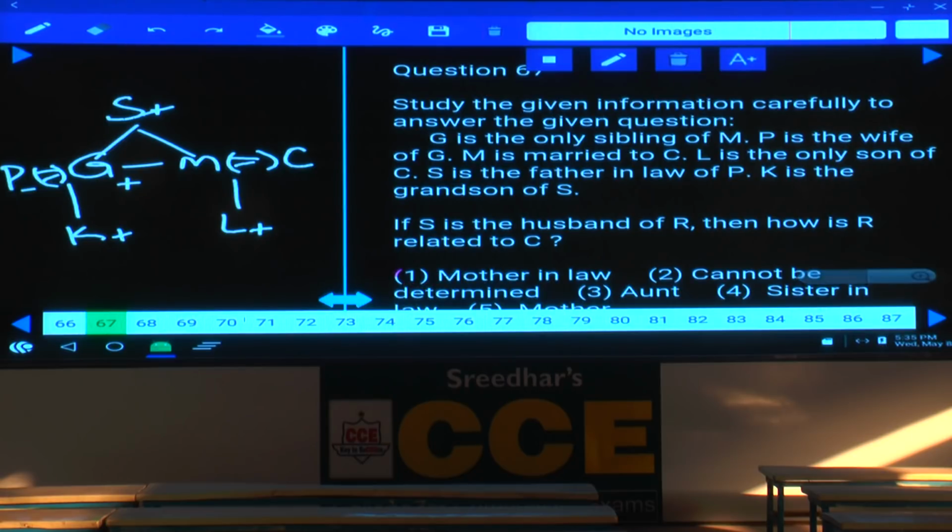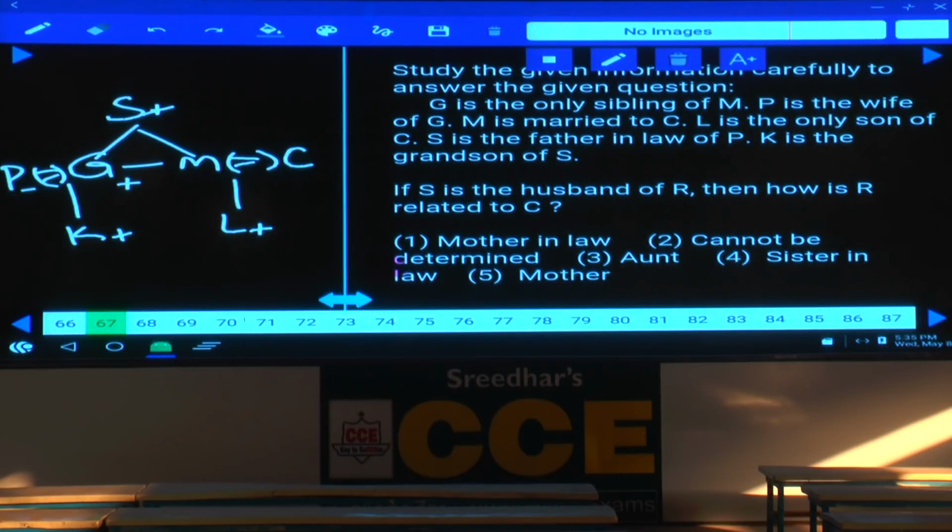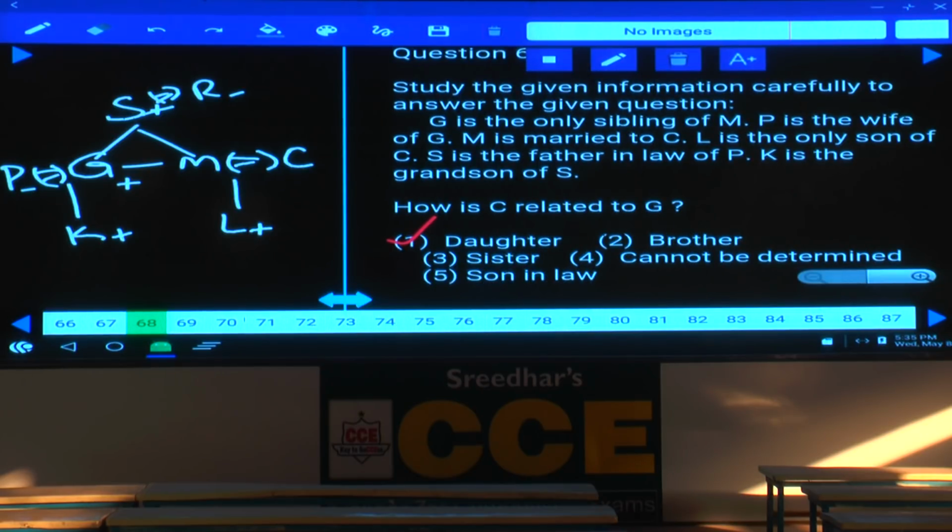Then 67, if S is the husband of R, S and R are a married couple, then how is R related to C? R is C's spouse's mother, that is mother-in-law, choice 1. Then question number 68, how is C related to G? The gender of C is not known, hence it cannot be determined, choice 4. Now this is about question number 66 to 68.